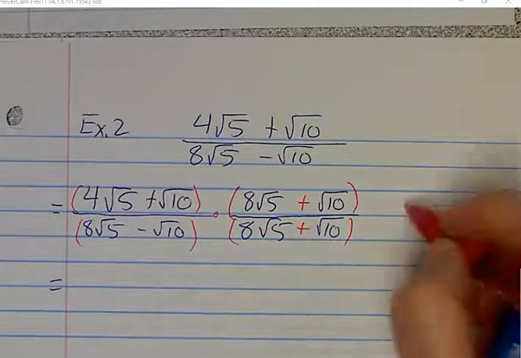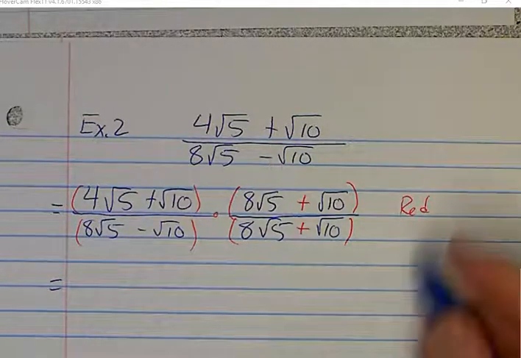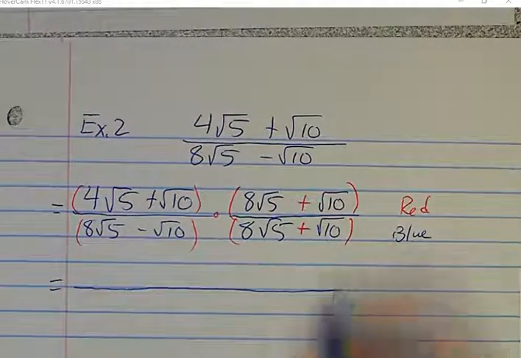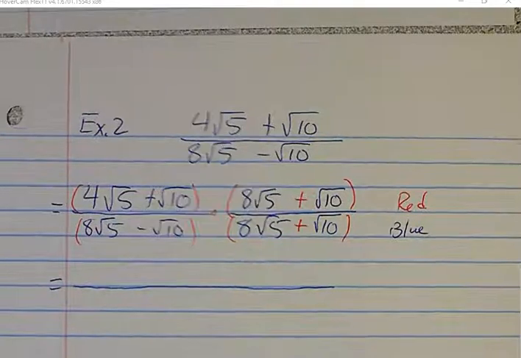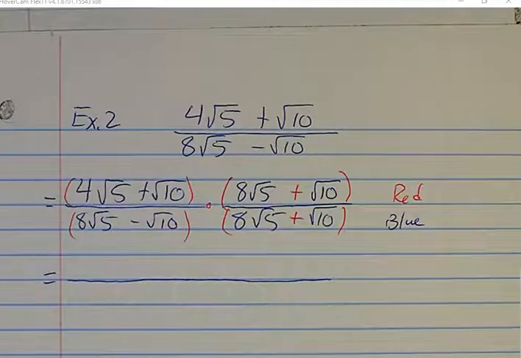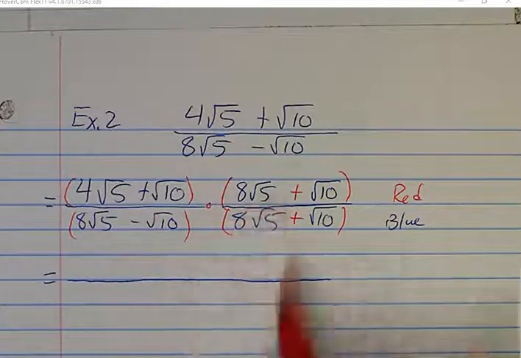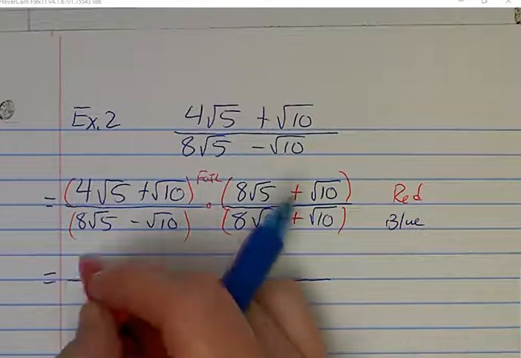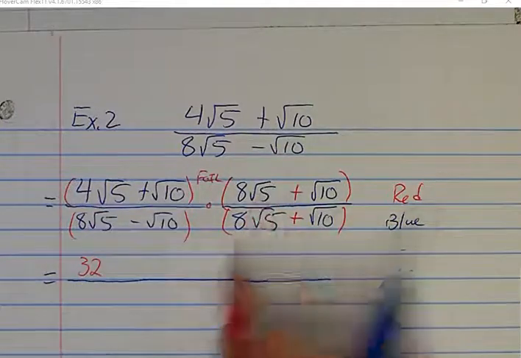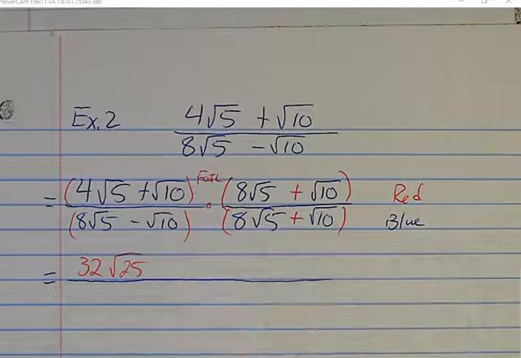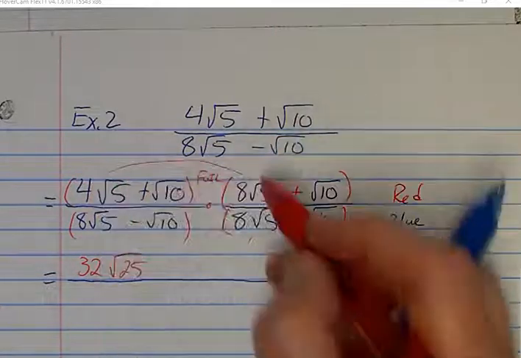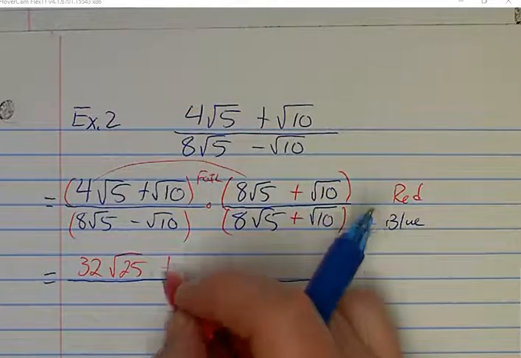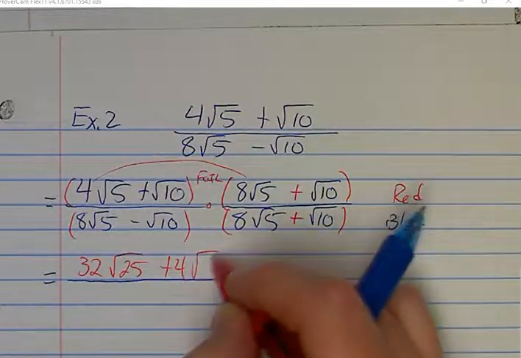In the top part, we're going to do it in red just so it stands out. The bottom part, we're going to do in blue just so we can see the difference between the two we're looking at. So the top part, because you've got 2 terms and 2 terms, it's the full method here. So it's 4 times 8 for 32, 5 times 5 for 25, and then we're going to do 4 times 1, basically, so 4. And then 5 times 10 for 50.